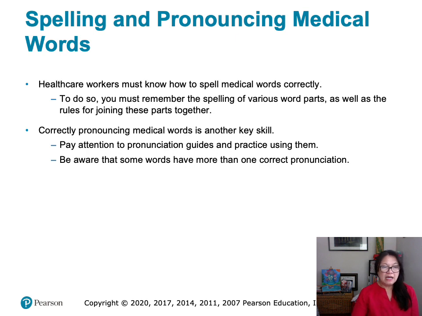You now know how to analyze and build medical words. Both of these are critically important skills for anyone who wants to work in healthcare, but they are not the only skills you need. You must also know how to spell medical words correctly. Remembering the spelling of combining forms and other word parts, as well as how to properly join these parts together, will help you develop these skills.